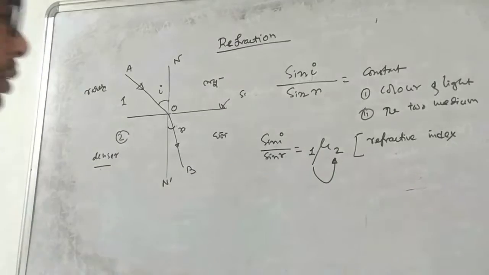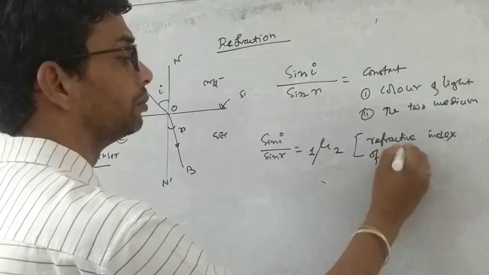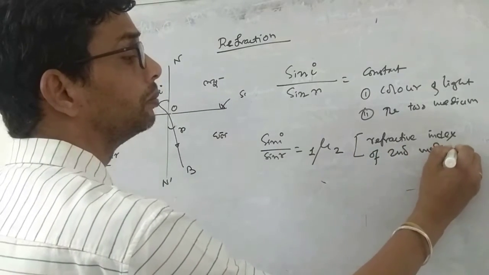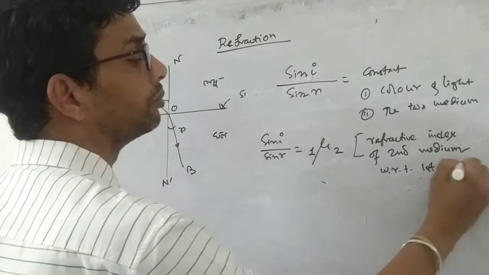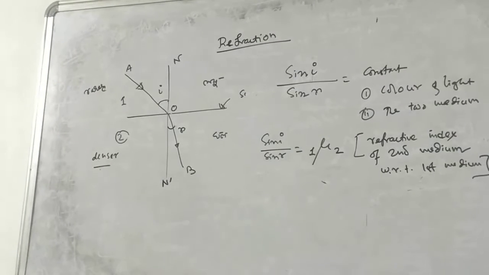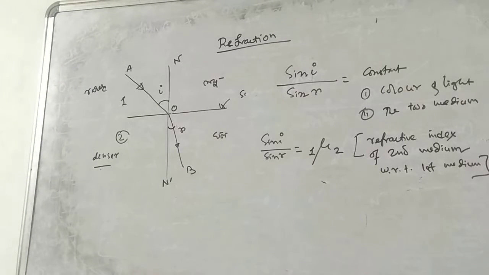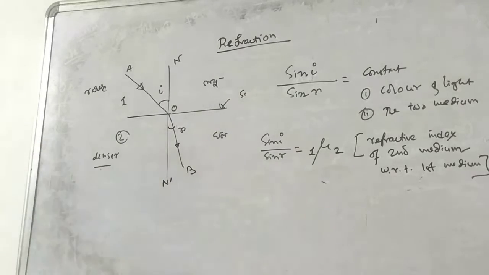So this is also known as the refractive index of the second medium with respect to the first medium. This is the relative refractive index of the second medium with respect to the first.